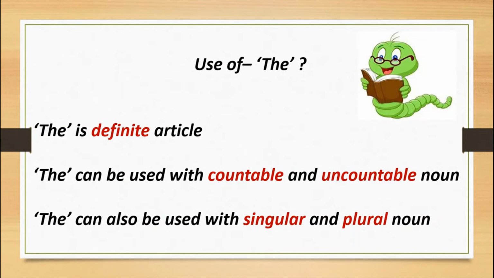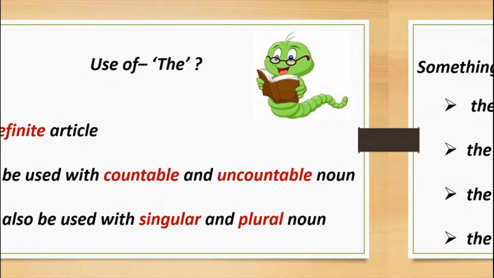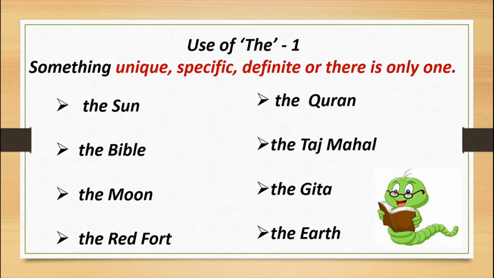Use of the. The is a definite article. Definite means unique, specific, or there is only one in this world. The can be used with countable as well as uncountable nouns. The can also be used with singular and plural noun. Rule 1 for the use of the. Something that is unique, specific, definite, or there is only one in this world.